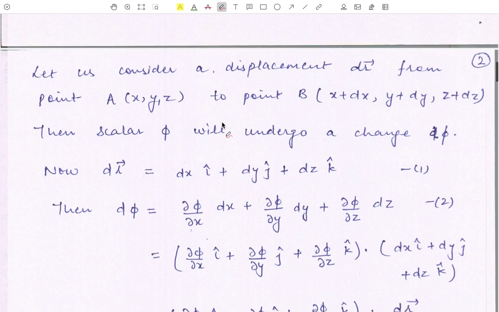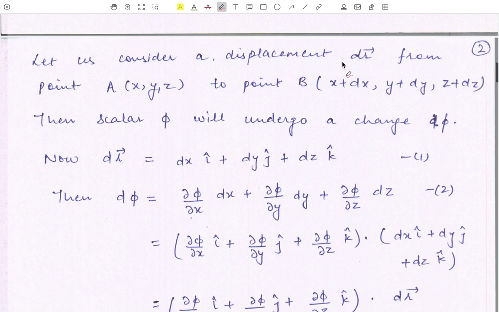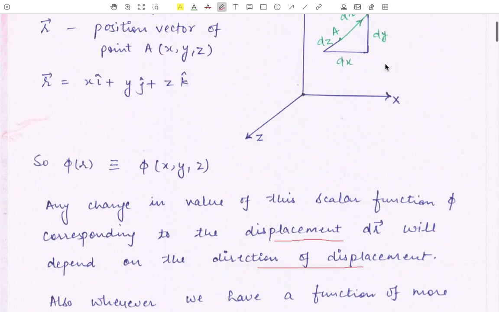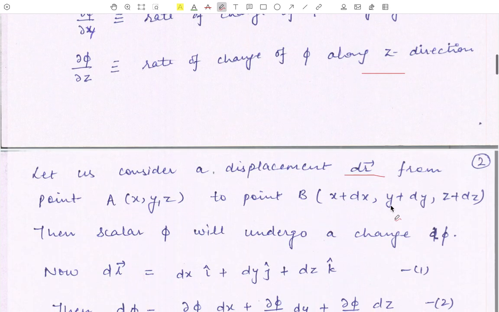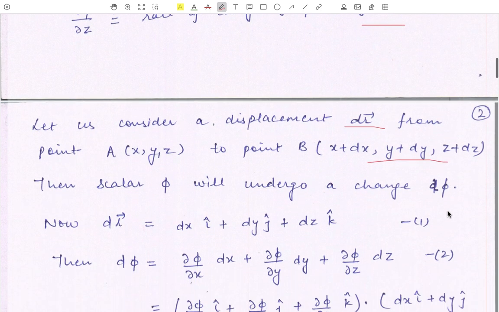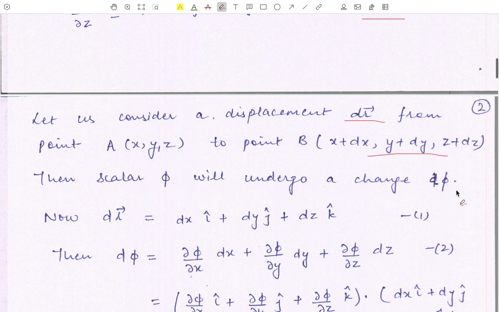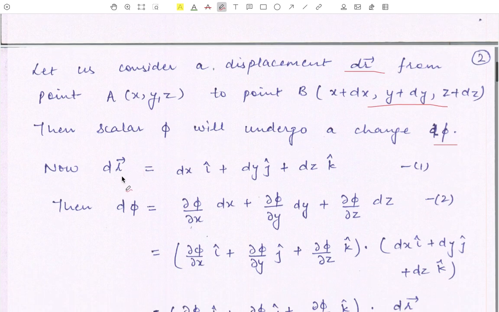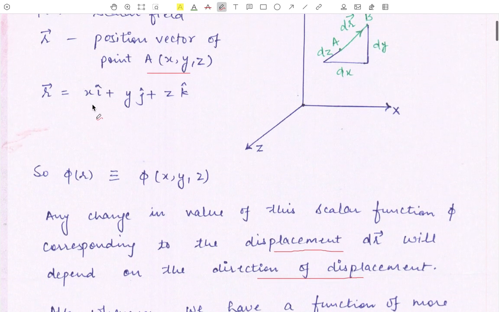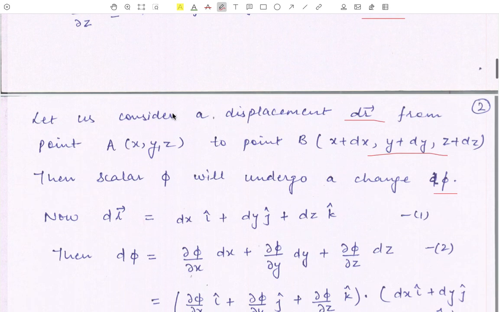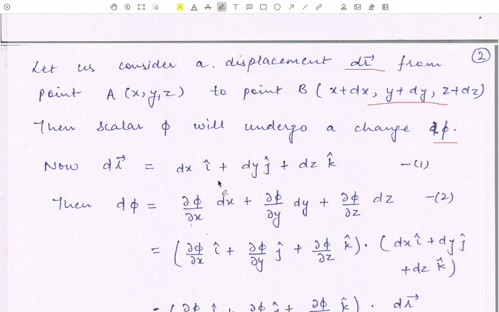Now to find the gradient, let us consider a displacement dr from this point A to point B. The coordinates of point A are x comma y comma z here, and the coordinates of point B are x plus dx, y plus dy and z plus dz. Now this phi will undergo a change d phi. Now we have vector r equal to x i plus y j plus z k here. Therefore dr, the displacement, is equal to dx i plus dy j plus dz k.